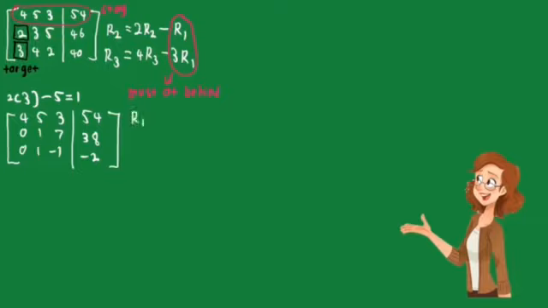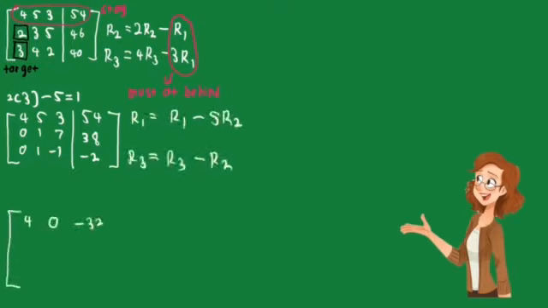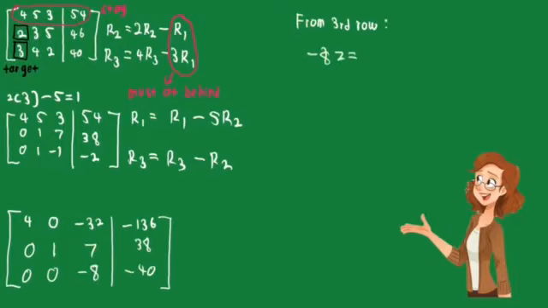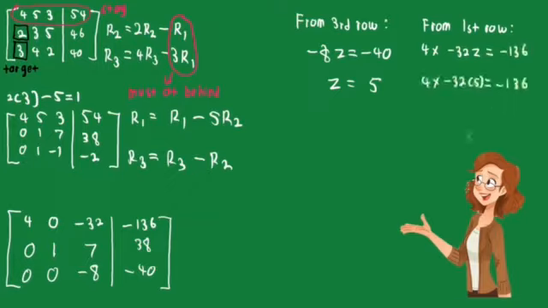Then, our next target is to make the 1 in the third row into 0. So we use the equation R3 minus R2. The third row, negative 8z is equal to negative 40, can be simplified into z equal to 5. From the first row, we can obtain the value of x by inserting z equal to 5 into the equation. So, x is equal to 6.